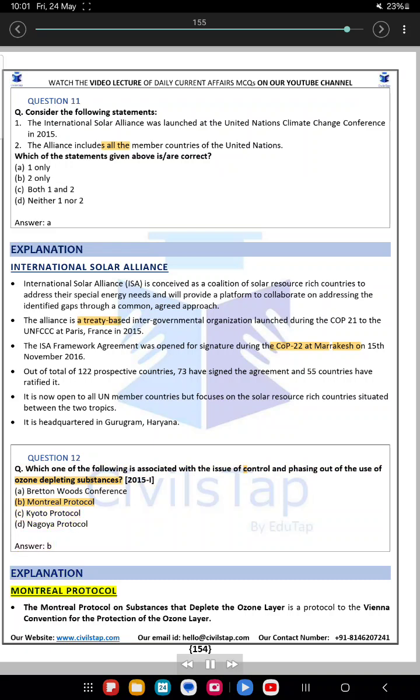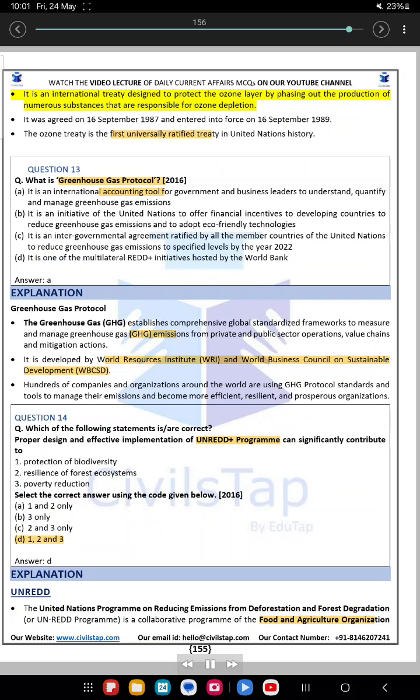Explanation. Montreal Protocol. The Montreal Protocol on Substances that Deplete the Ozone Layer is a protocol to the Vienna Convention for the Protection of the Ozone Layer. It is an international treaty designed to protect the ozone layer by phasing out the production of numerous substances that are responsible for ozone depletion. It was agreed on the 16th of September 1987 and entered into force on the 16th of September 1989. The Ozone Treaty is the first universally ratified treaty in United Nations history.